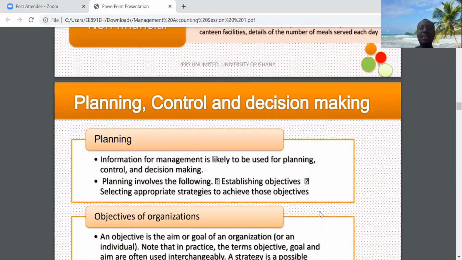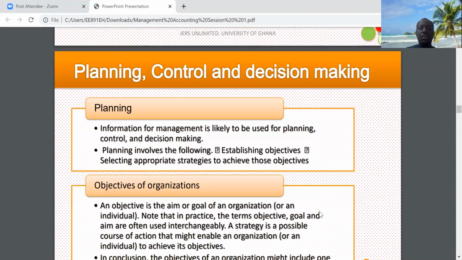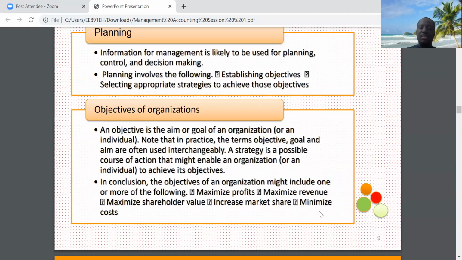Then you also have planning, control, and decision-making. Let's talk about that a little bit. So information for management is likely to be used for planning, control, and decision-making. So what does planning involve? It simply involves establishing objectives and finding the appropriate strategies to achieve those objectives. And what is an objective? An objective is basically an aim or a goal.